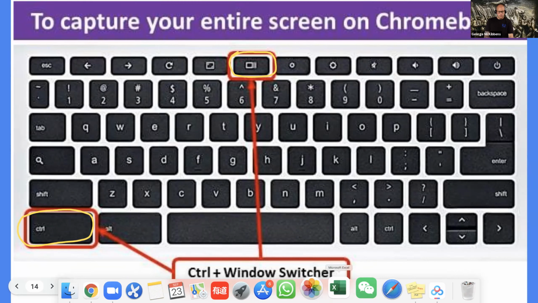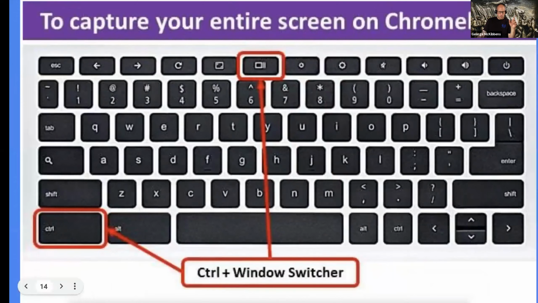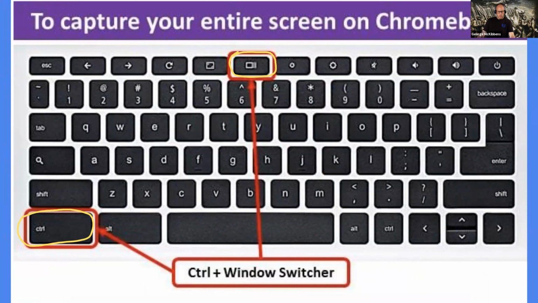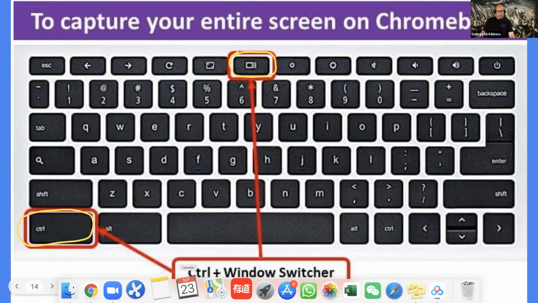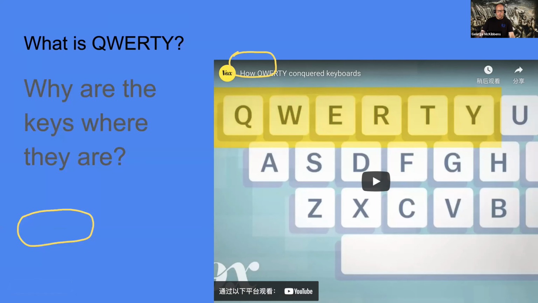You're welcome. And then once you take the screenshot, you can crop. Who knows what it means to crop the photo? I showed you in my video. What does it mean to crop the photograph? I'll go back to my video that I showed in Google Classroom.